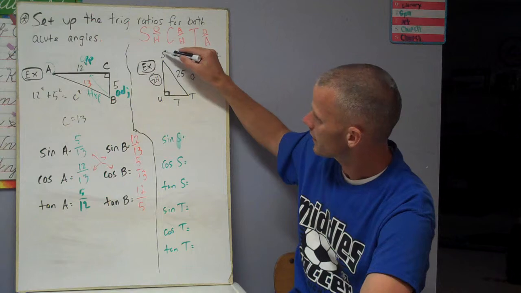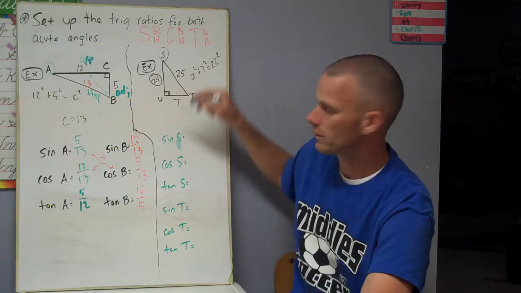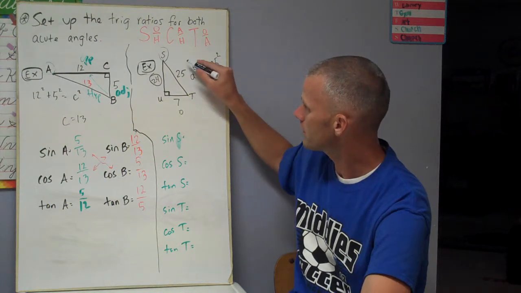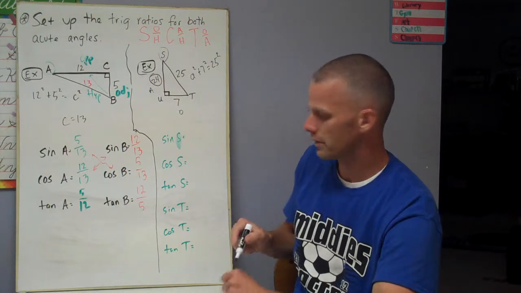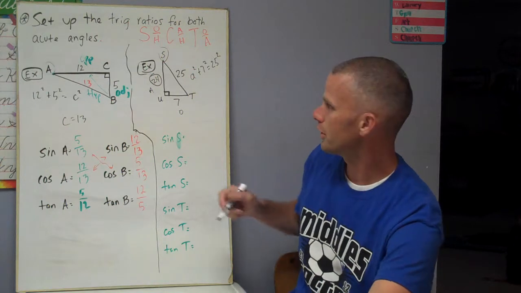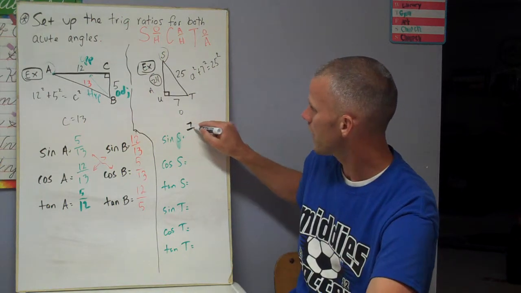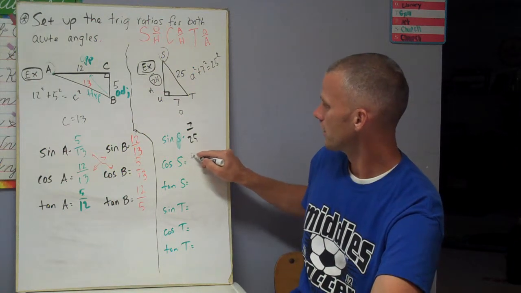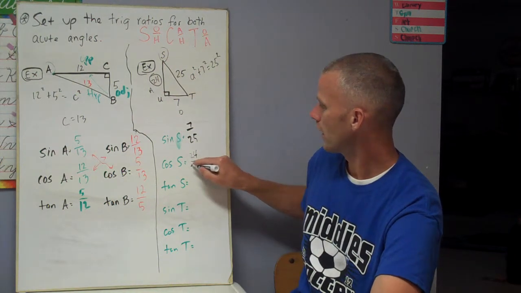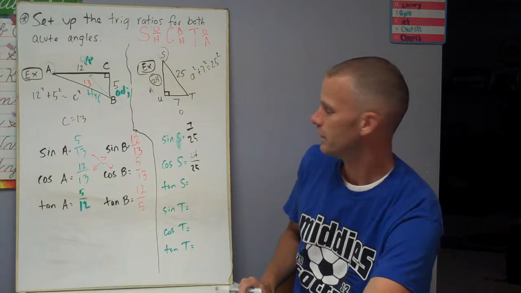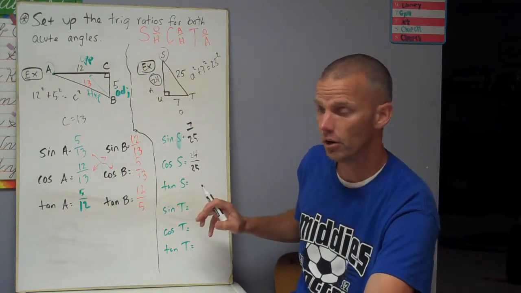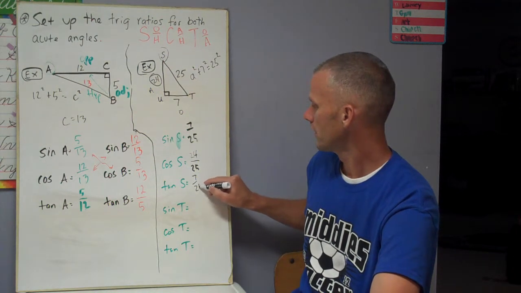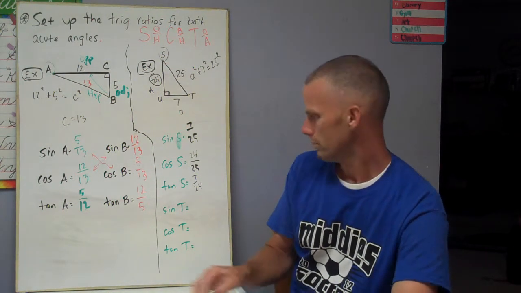So again, take a second. If we focus in on angle S, label your sides. Which one's opposite? Which one's adjacent? This is opposite. This is adjacent. So when I set up my ratios, opposite 7, hypotenuse 25, adjacent 24, hypotenuse 25. So again, we're going to see these ratios all over again. Tangent, opposite 7, adjacent 24.